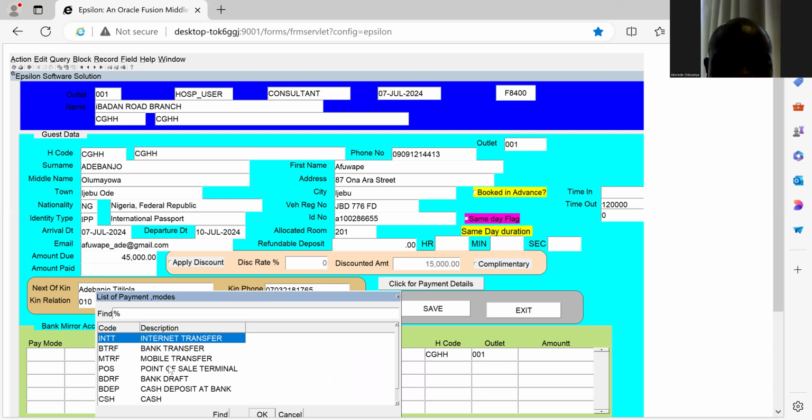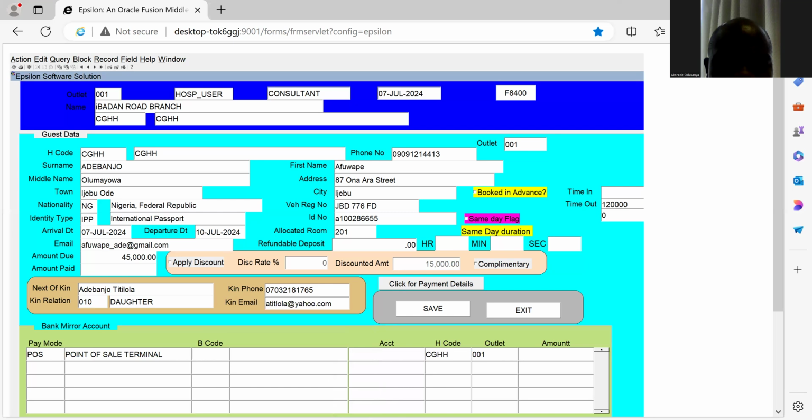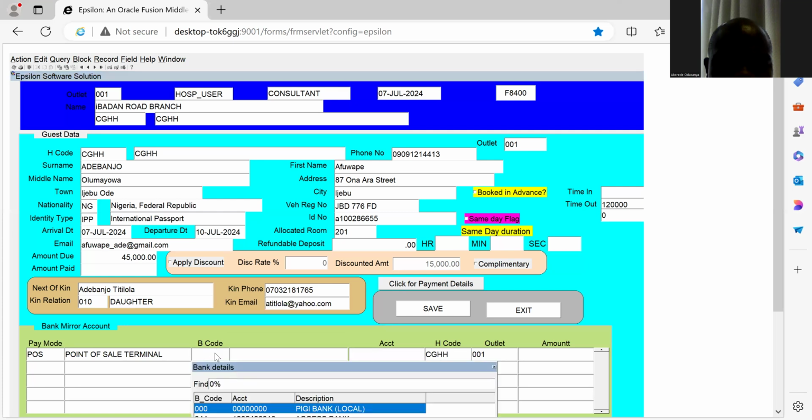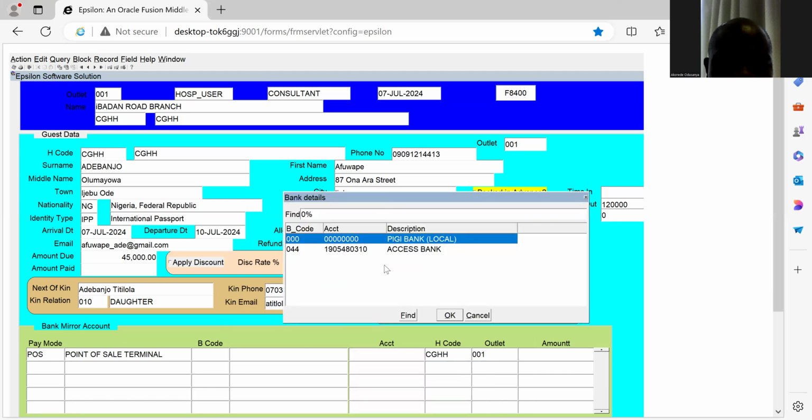If I pick POS, for example, and I say, okay, you want to pay us through POS, the question is what's the bank code, which means which of our POS are we using? The one attached to which of our bank accounts? Because every POS must be attached to a bank account. And once you select it here, all the bank accounts that we have defined for the hotel pop up.